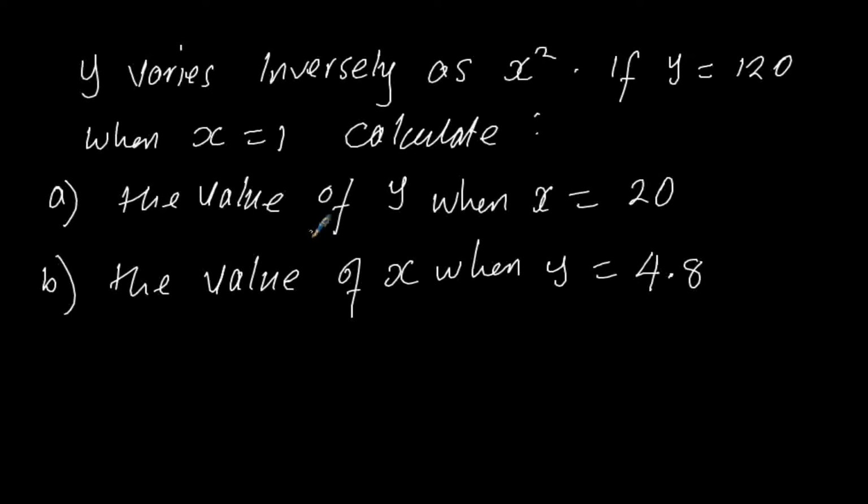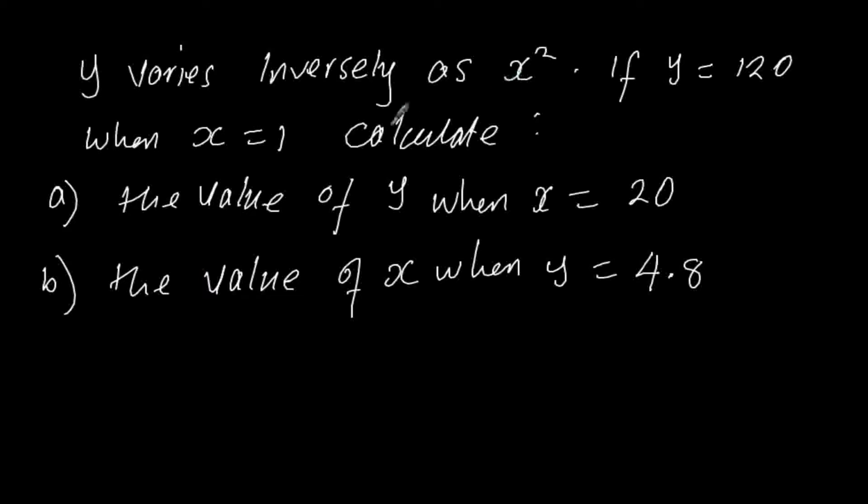So our question says, y varies inversely as x squared. If y equals 120 when x is equal to 1, calculate part A, the value of y when x is equal to 20, and part B, the value of x when y is equal to 4.8.